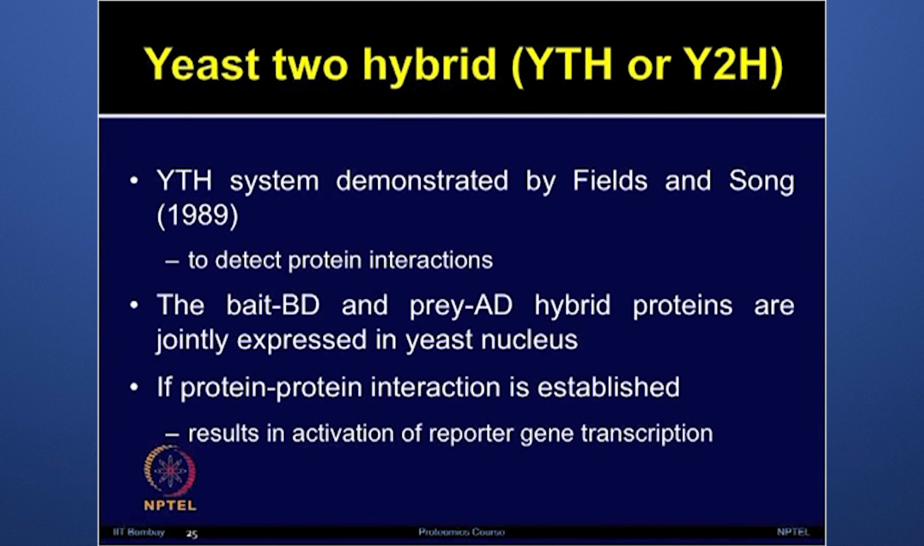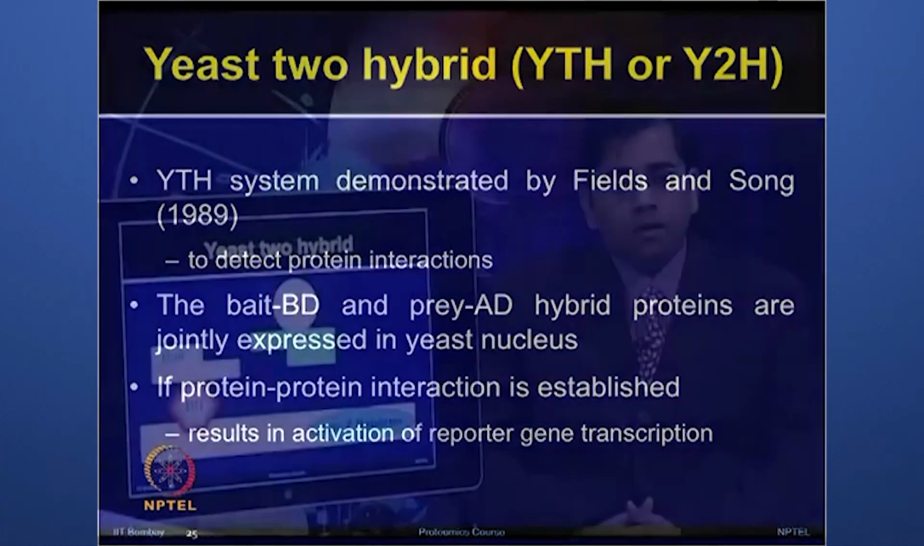In general, the yeast two-hybrid approach uses the bait binding domain and the prey activation domain. These hybrid proteins are jointly expressed in the yeast nucleus. If the protein interaction is established between the bait and the prey, which are coupled with the binding domain and the activation domain, then the transcription will occur.